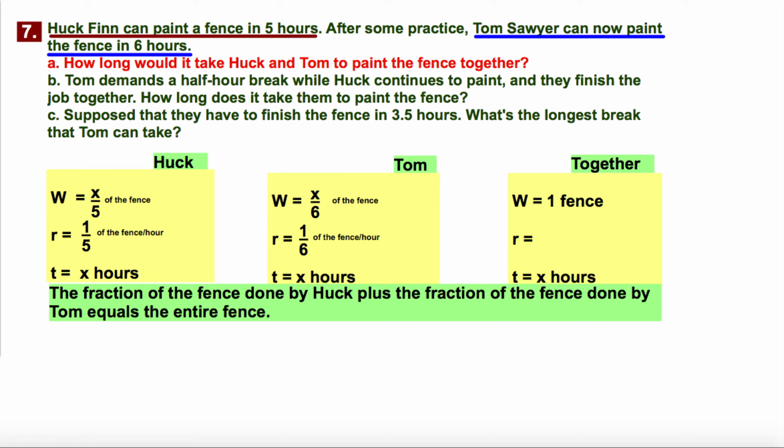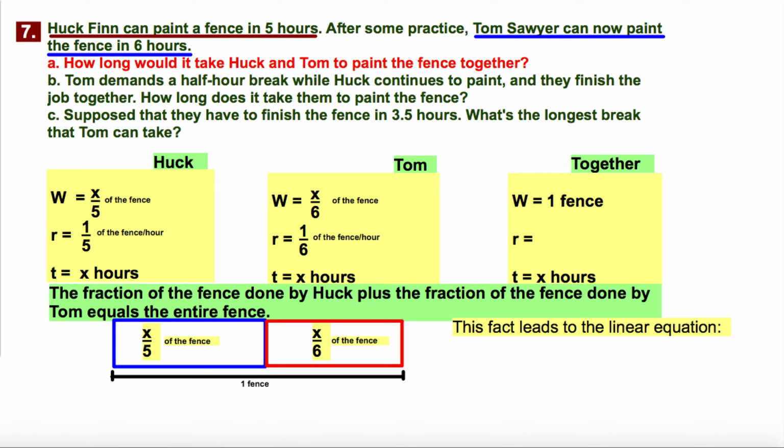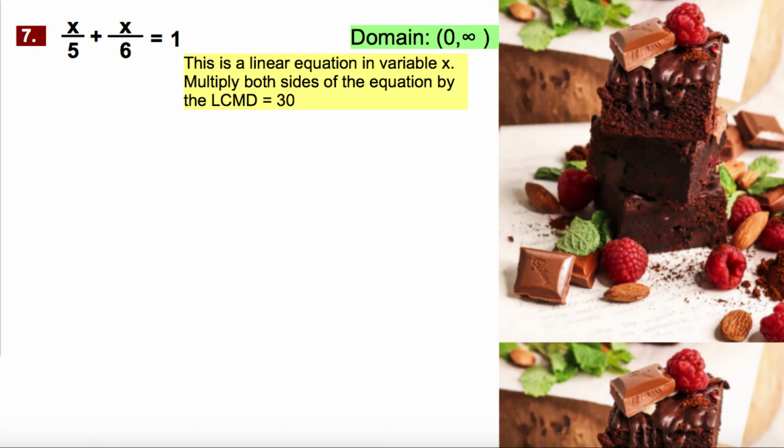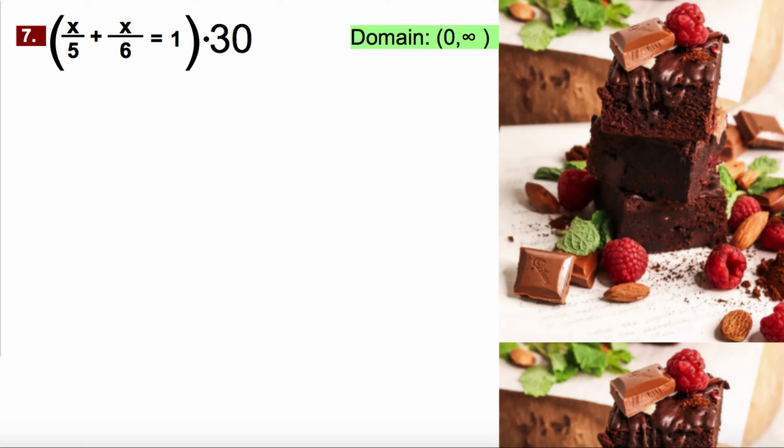The fraction of the fence done by Huck plus the fraction of the fence done by Tom equals the entire fence. This fact leads to the linear equation x over 5 plus x over 6 equals 1 on the domain open interval 0 infinity. This is a linear equation in variable x. Multiply both sides of the equation by the LCD, which is 30. Equivalent to 6x plus 5x equals 30. 11x equals 30. Divide both sides of the equation by 11.